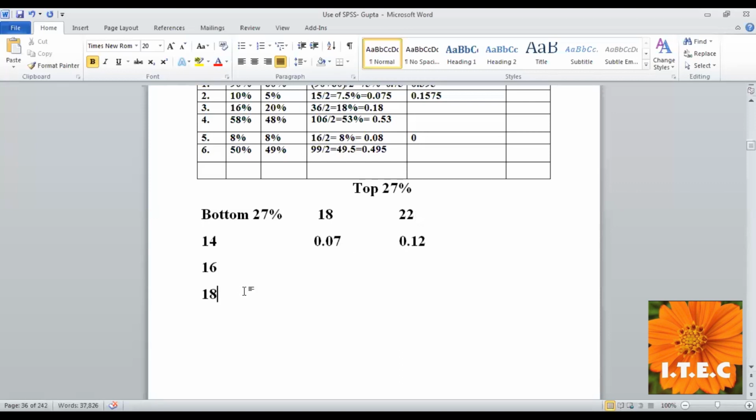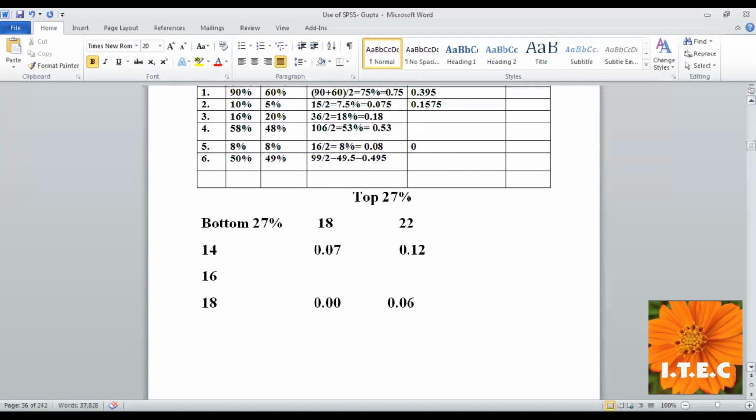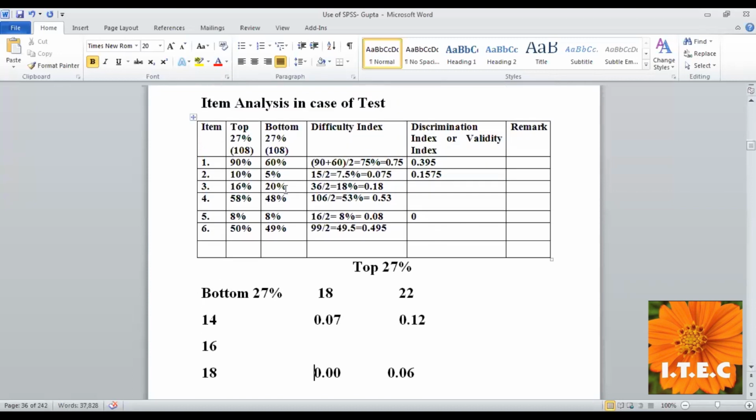This. And when it is here, then this value is 0.00 and this value is 0.06. Now I have to find out the value here, 18 and 16. So this value I can find it out, and I have to find out here is 20. So I have to find out the value 20 here.